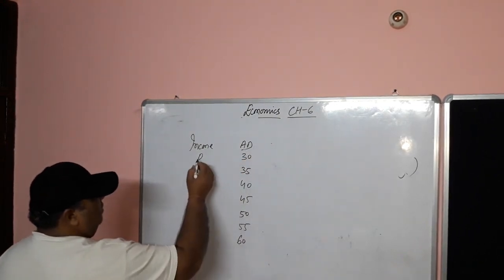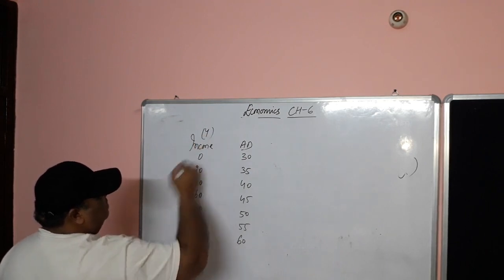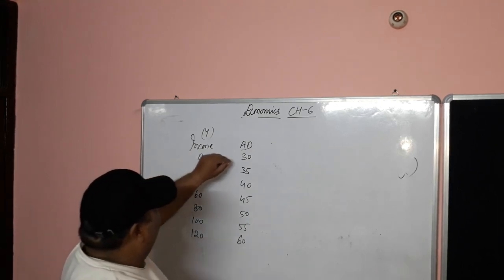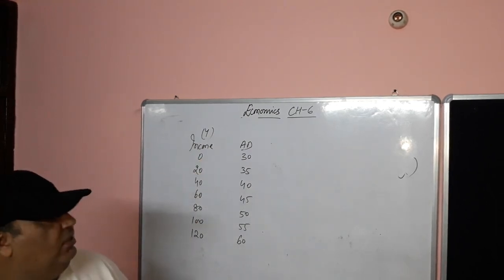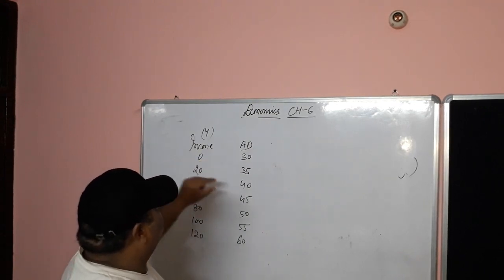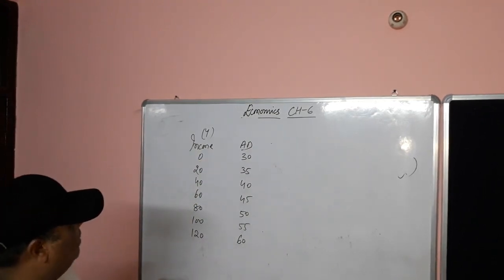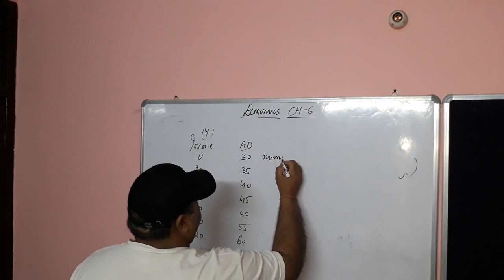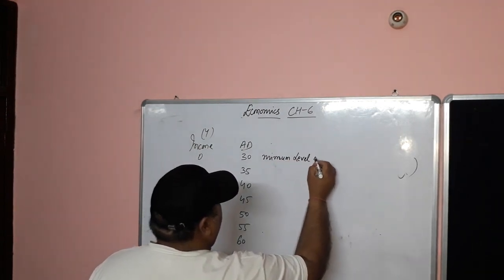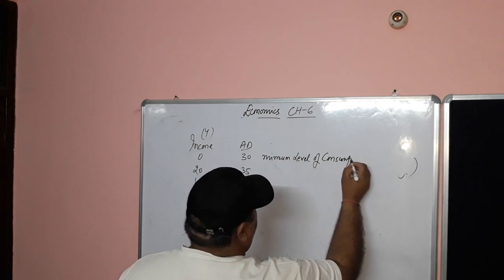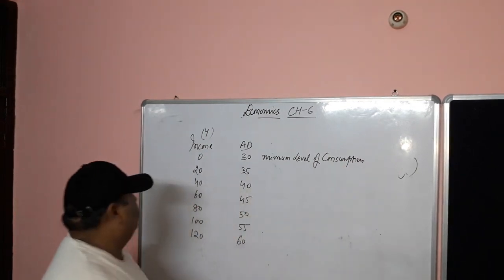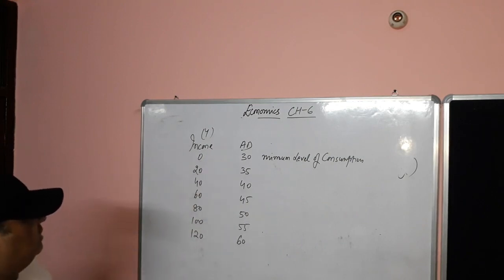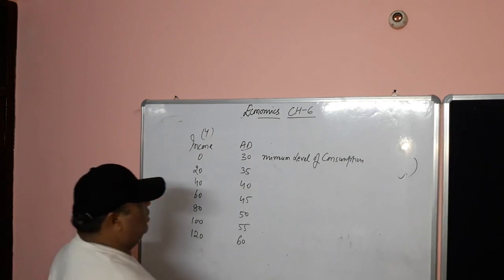So when your income is 0, consumption is never 0. For any person, consumption is never 0, because for survival purposes there is a requirement for a minimum level of consumption. But when your income increases, your consumption increases, but not in the same ratio.